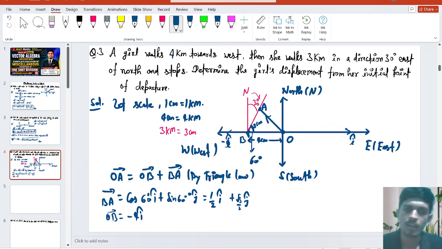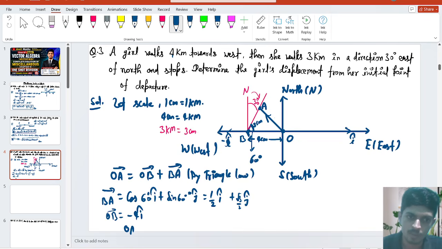Okay, putting this value, you get vector OA. Vector OA is equal to vector OB, which is minus 4 i cap, and vector BA is 1 by 2 i cap plus root 3 by 2 j cap. This is the displacement vector OA. Okay, simplify it, you get the answer.